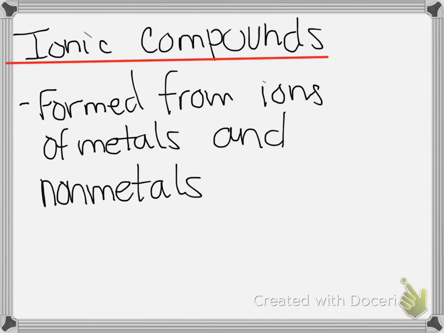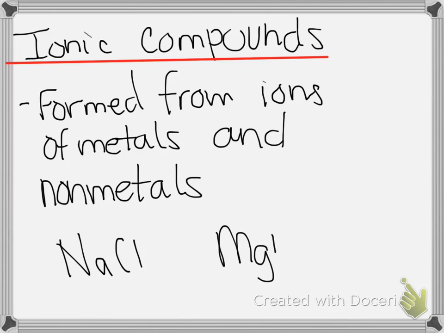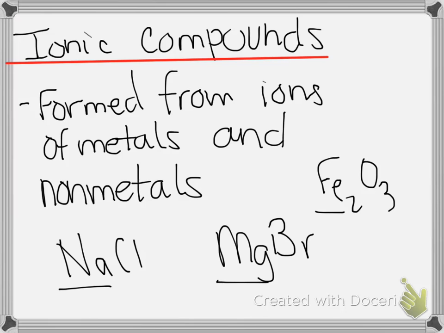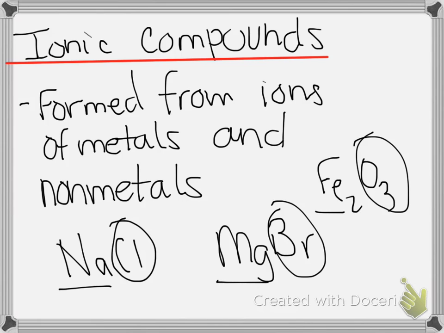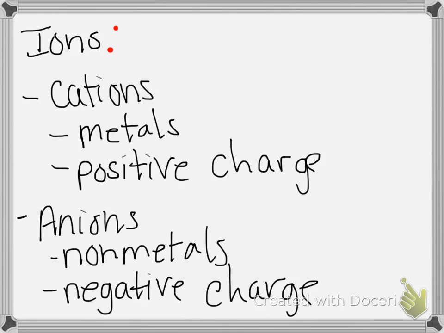To begin with, ionic compounds are formed from ions of metals and nonmetals. Some examples of ionic compounds include sodium chloride or magnesium bromide. Other examples include iron oxide, which is more commonly known as rust. What you'll notice about each of those compounds is that they have a metal, in this case the sodium, the magnesium, and the iron. And then they have a nonmetal, which would be our chlorine, our bromine, and our oxygen. If you do not have a metal and a nonmetal, you're not dealing with an ionic compound.